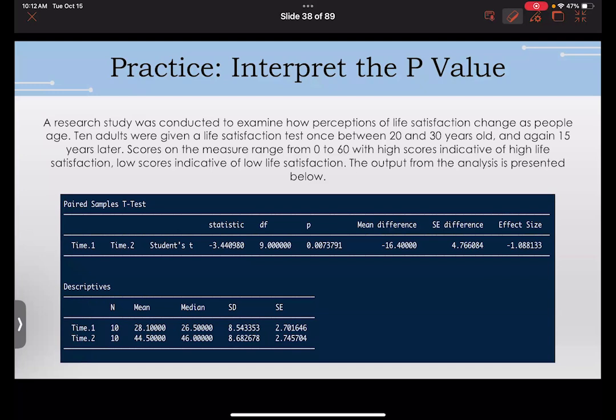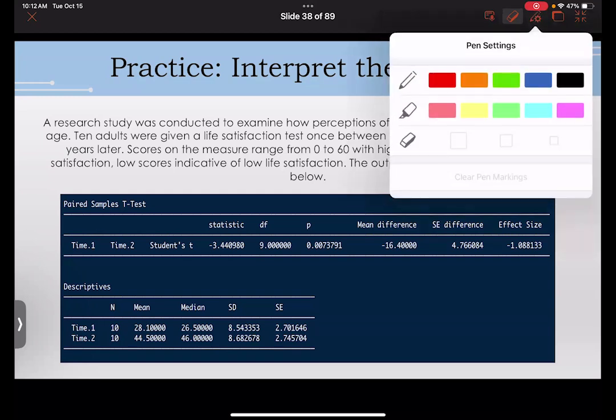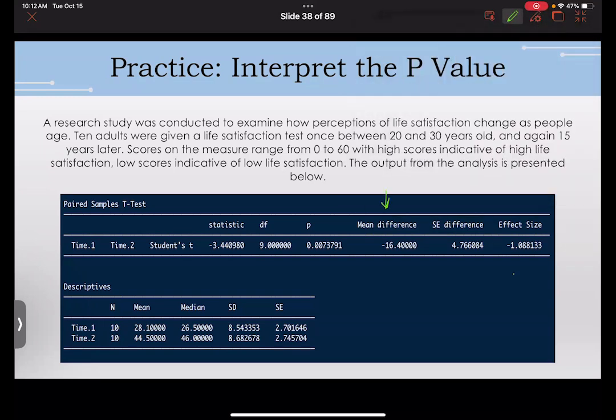Yes. So while we're interpreting the p-value, should we take the mean difference or the individual means? Good question. That was exactly what I was about to start talking about. When interpreting the p-value, should we be focusing on the mean difference or the individual means? Well, in this example, there's a clear answer. In an independent t-test, there's less of a clear answer. In this one, there's a very clear answer.